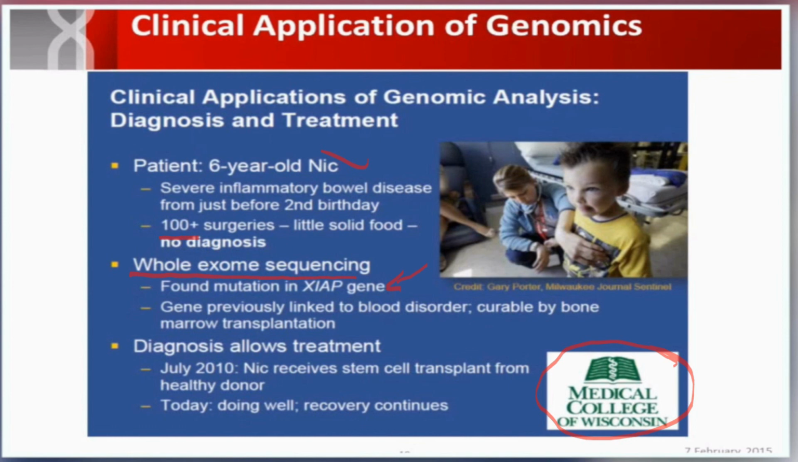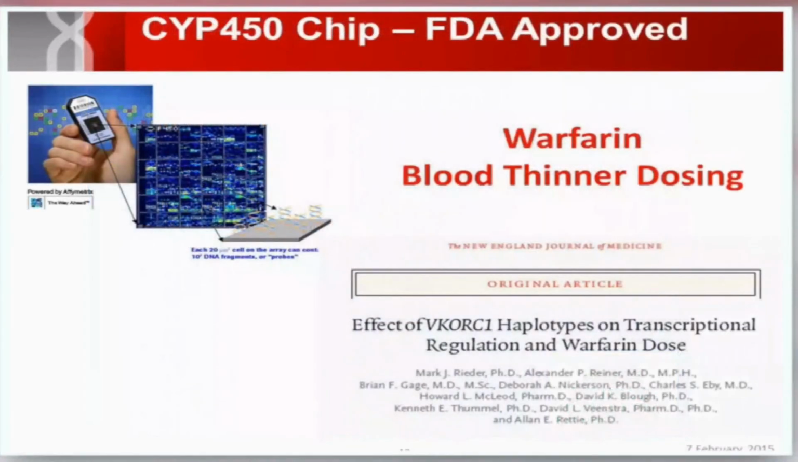which is present on the X chromosome. This gene is responsible for the immune or inflammatory response of our body, and mutation of this gene can lead to severe inflammatory bowel disease. Fortunately, this is curable by bone marrow transplant. So in July 2010, Nick received a stem cell transplant from a healthy donor and has continued to recover. This is the best example for the future of medical practice and genomics.